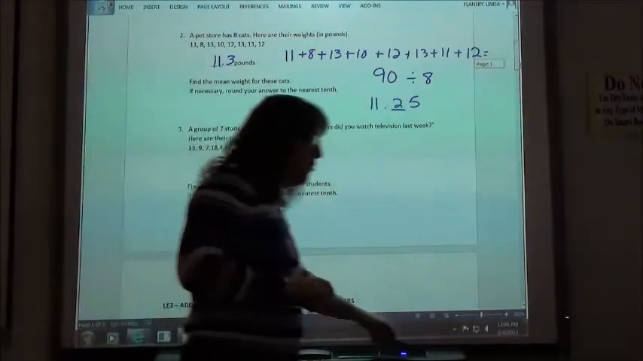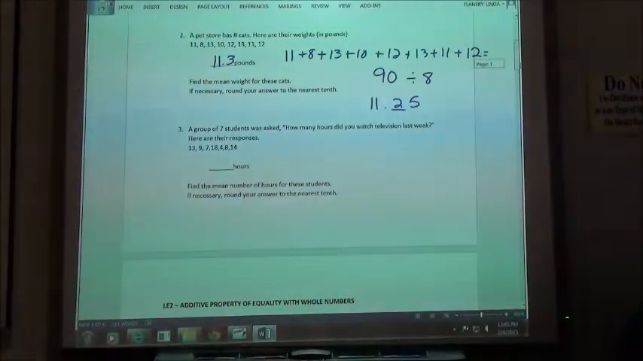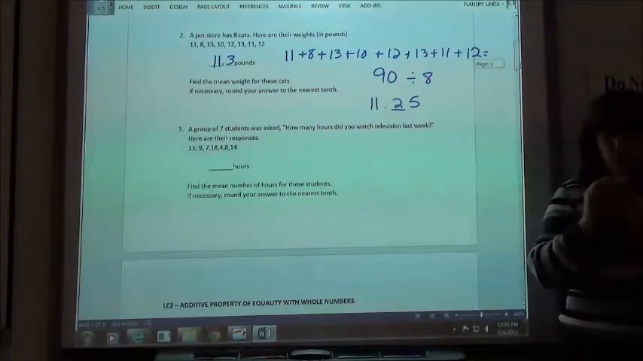So go ahead, do number 3 there. I'm going to take a bite of my hot pocket, because when it cools off it gets kind of crunchy.